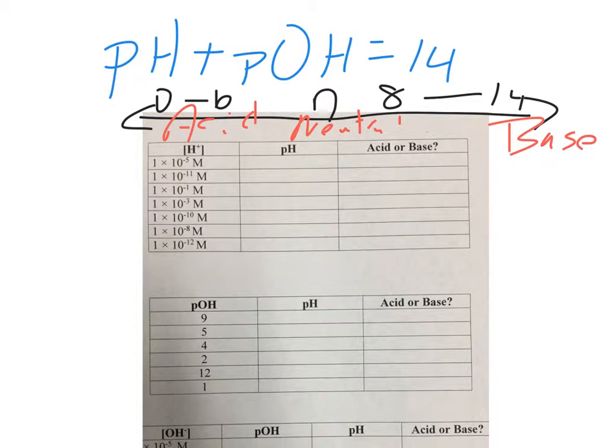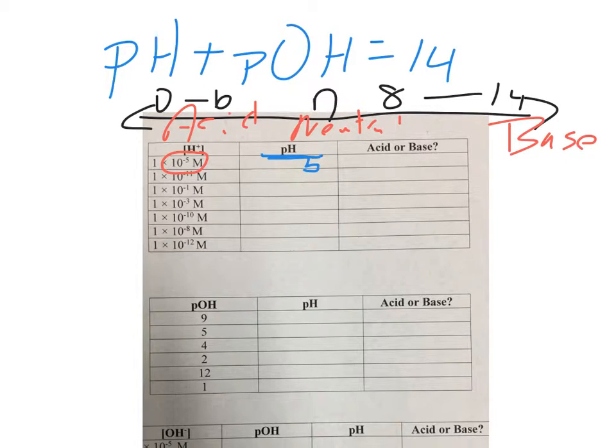This is not your assignment. This is an example, so just look at that. Here, for example, you have 1 times 10 to the negative fifth. Opposite the charge is your actual pH. So what's opposite of negative 5? 5. Yep, and so you're going to have 5 here.